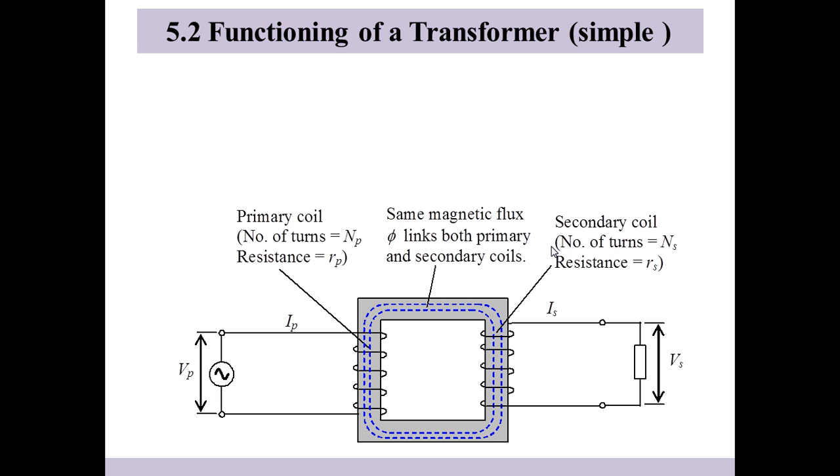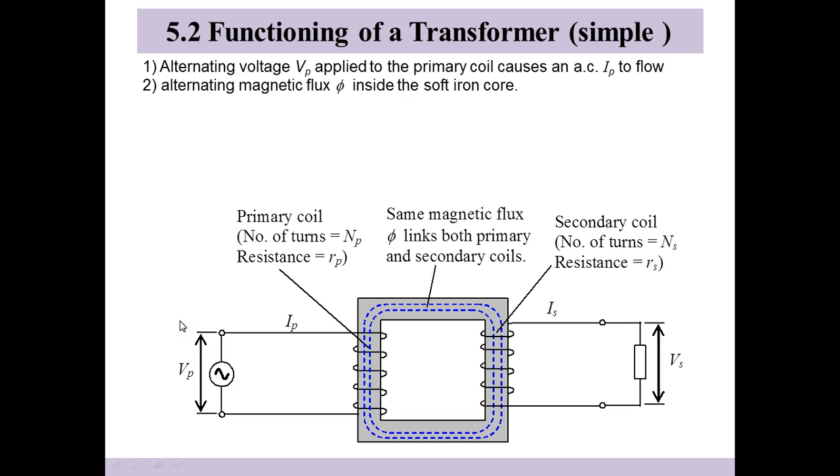Next, let's talk about the functioning of a transformer. In the notes, I've given you a paragraph of text, but let me now delineate it and give you the functioning of it chronologically. First, you must have an alternating voltage supplied to the primary coil. This is the primary coil, V being the voltage and P meaning primary. If you apply an alternating voltage to the primary coil, you will have an alternating current.